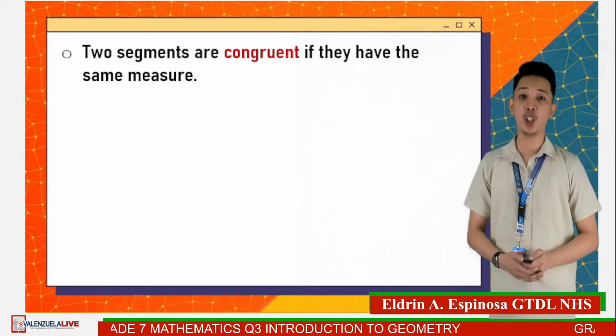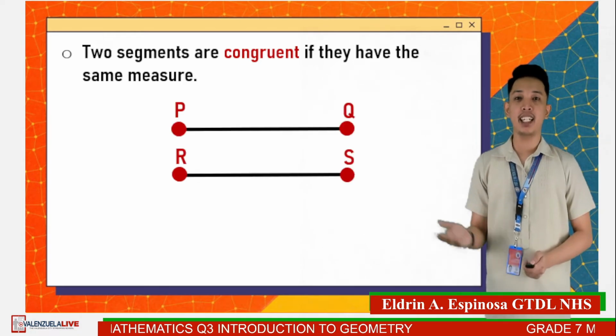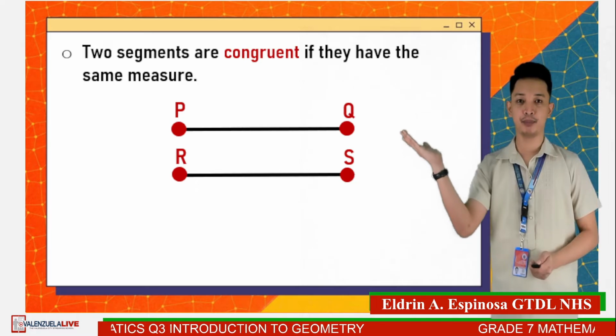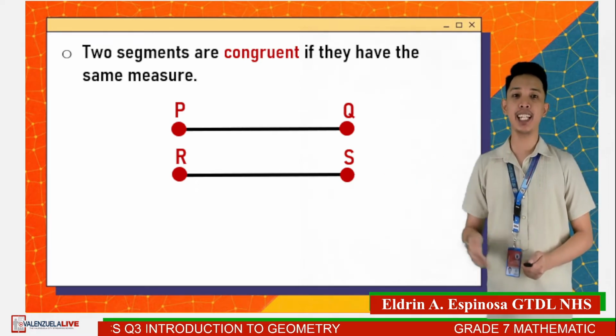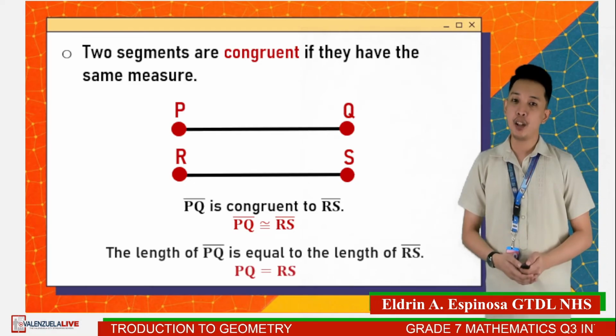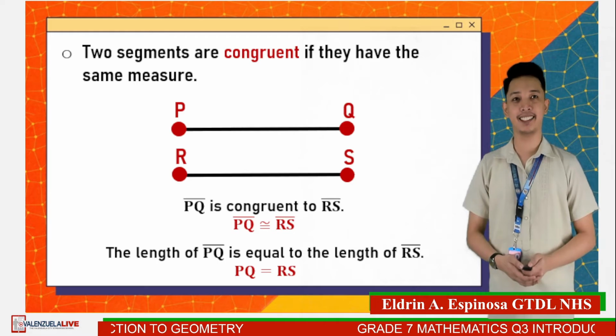Two segments are congruent if they have the same measure. In this figure, segment PQ is congruent to segment RS. The length of segment PQ is equal to the length of segment RS.